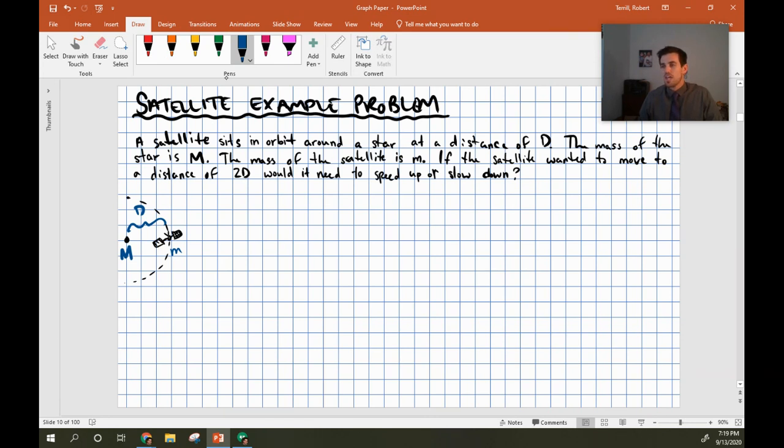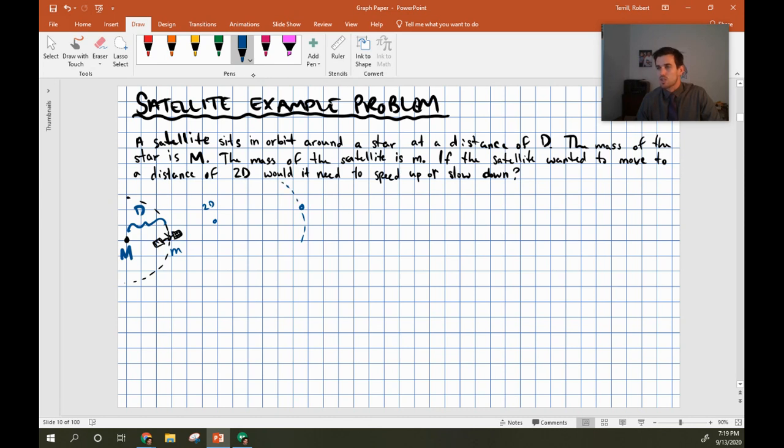And we want to know if we moved it twice as far, all the way out here to 2d, what would that do to the velocity? Would it need to speed up or would it need to slow down? So let's start with a free body diagram. Let's get in the habit of that every time.